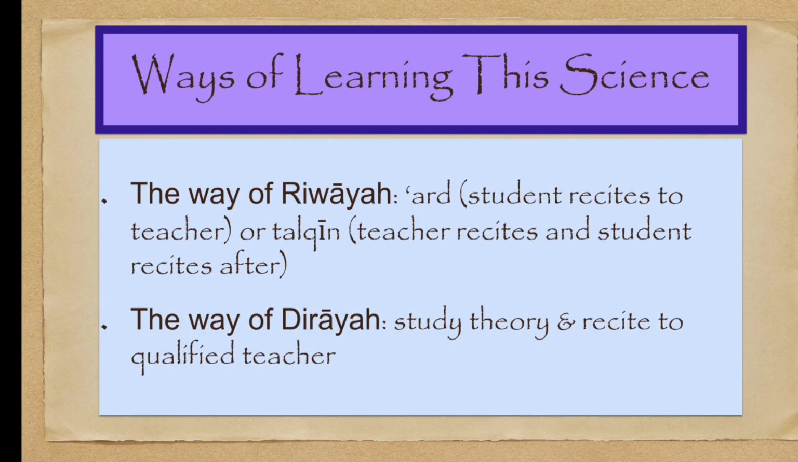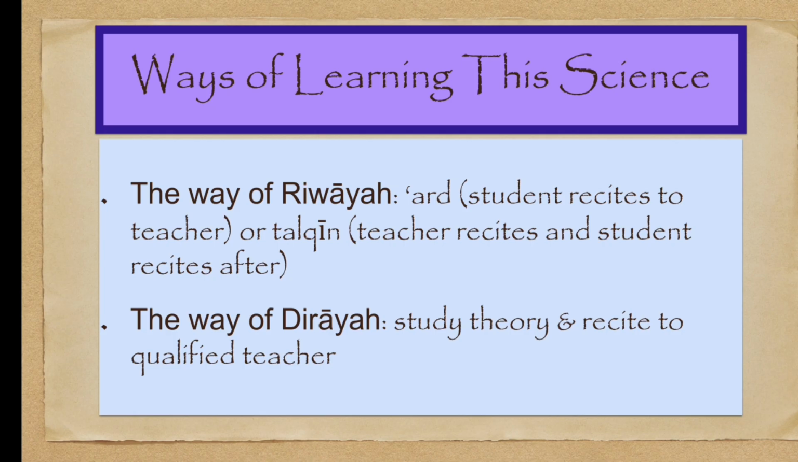And under this, there are two ways to do it. One is known as Arud, where the student recites to the teacher, and the teacher listens and corrects. And the other way is Talqeen, where the teacher recites to the student and the student listens and then recites after. So these are the two ways of the original way of riwayah, which is basically just orally learning and teaching. And the way of dirayah is basically studying the theory.